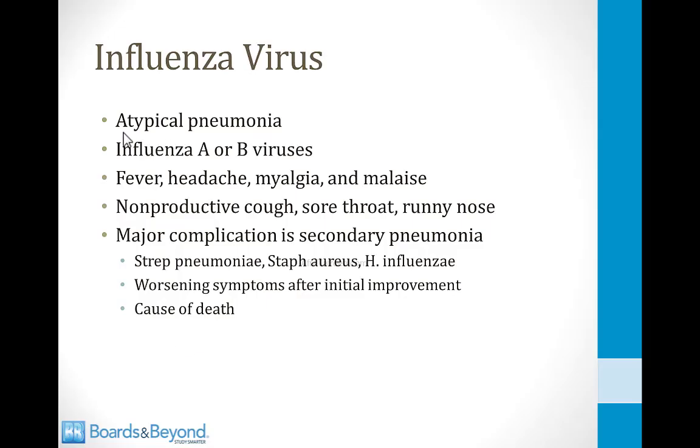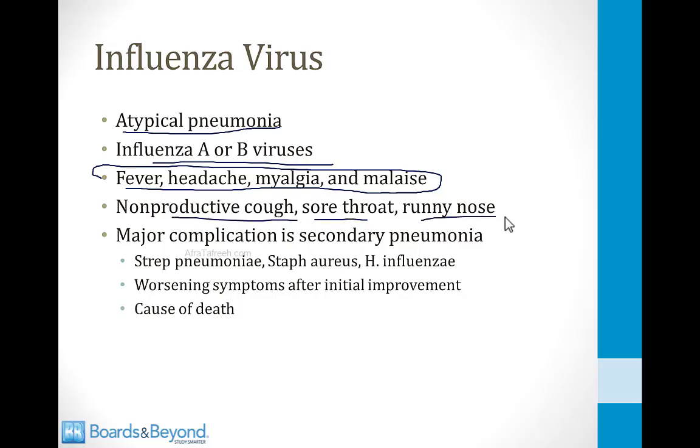Influenza virus is another cause of atypical pneumonia. There are two viruses, influenza A or B, and when you get the flu shot every year, if you do, it's to try and prevent infection with this virus. There are a lot of non-specific symptoms to influenza infection: fever, headache, myalgia, malaise. In addition, the respiratory symptoms that people get are a non-productive cough, a sore throat, and a runny nose.